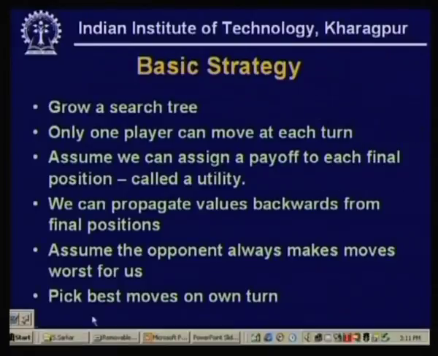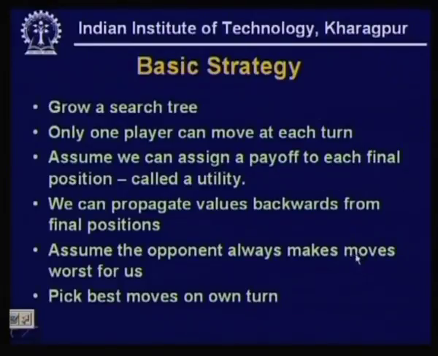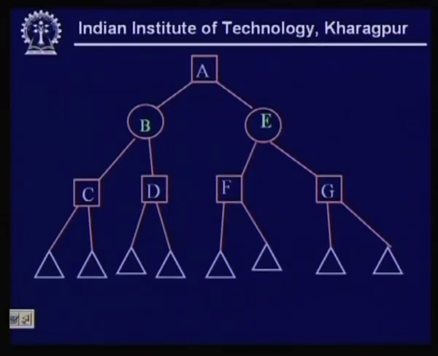Now, we do not have any control on the move that the opponent makes, but for the sake of analyzing the worst case performance of these algorithms, we will assume that the opponent makes the move which is the best for the opponent, and because this is a zero-sum game, it is that move which is worst for us, which puts us in the worst position. And we will pick the best moves on our own turn and assume that in the opponent's turn, the opponent picks the worst move for us. So, this is a very simple example of a game tree.